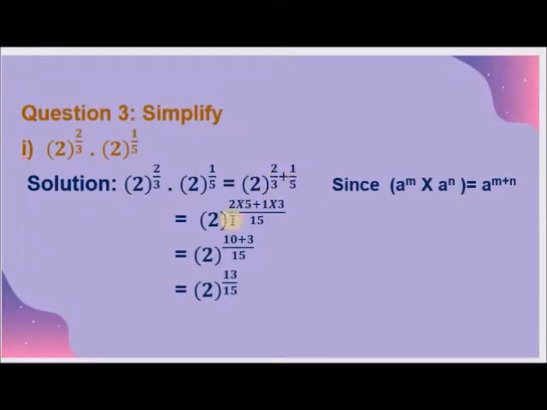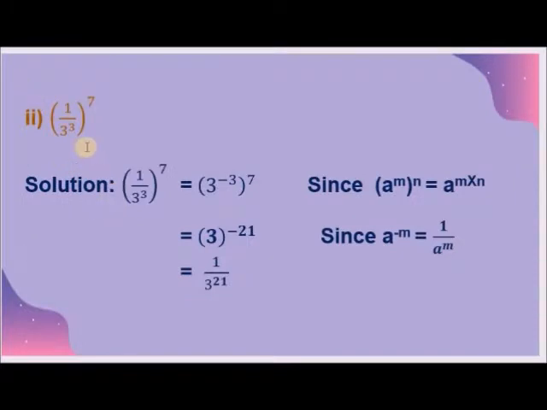So 2 raised to the power, we will take the LCM of 3 and 5, that is 15. 2 we will write as it is, 5 3s are 15. Plus 1 we will write as it is, 5 3s are 15. So 2 5s are 10, 1 3s are 3. Upon 15, 2 raised to the power 10 plus 3 upon 15, which is equal to 2 raised to the power 13 upon 15.